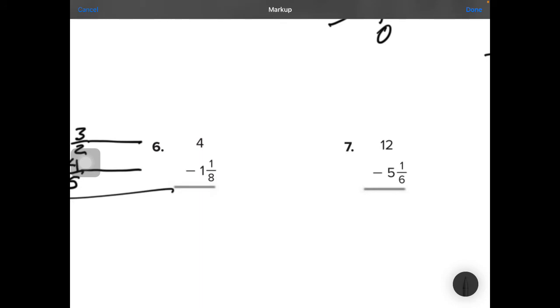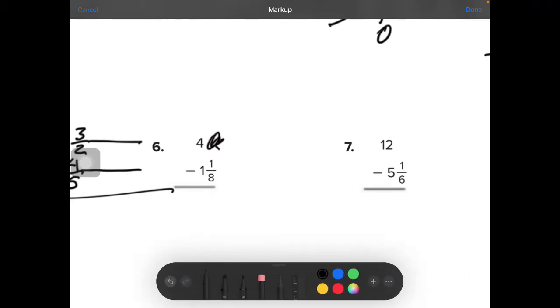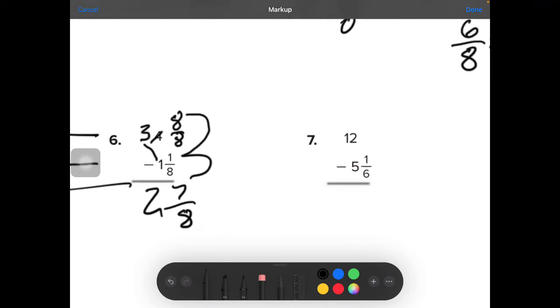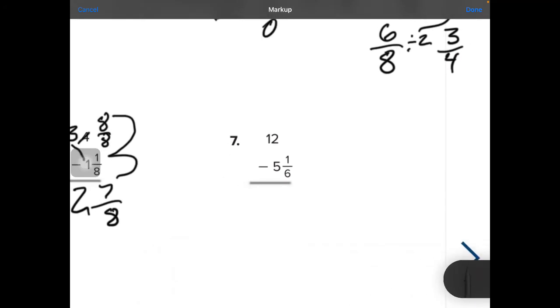Number 6, 4 minus 1 and 1/8. Well, there's nothing here for me to minus. So now I need to change that to a 3. That's a crazy 3. Let me try that again. And then I can do 8. Let me write 8 eighths. Now I can minus. So 8 minus 1 is going to be 7 eighths. 3 minus 1 is 2. So my answer is 2 and 7 eighths.